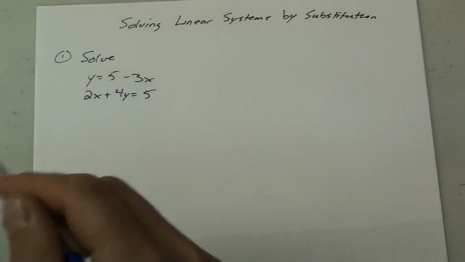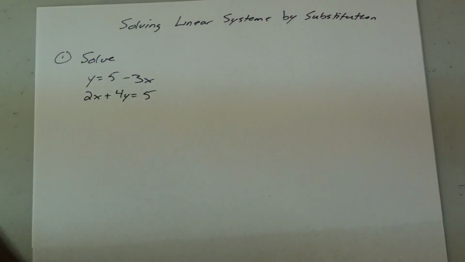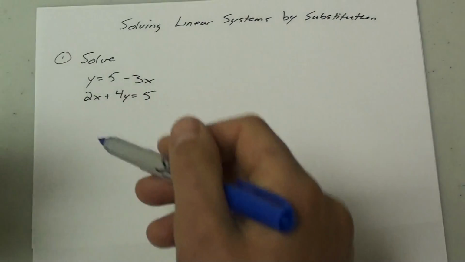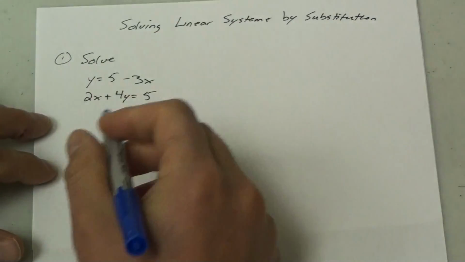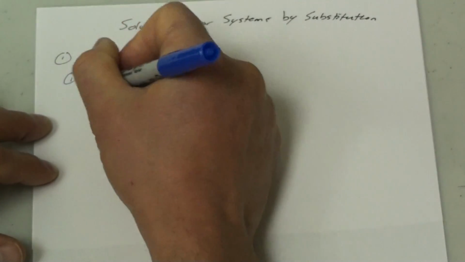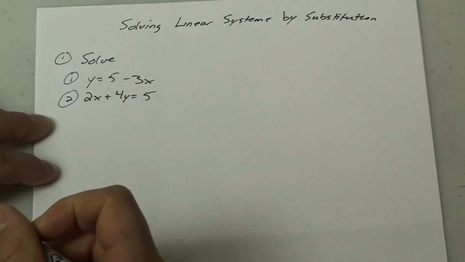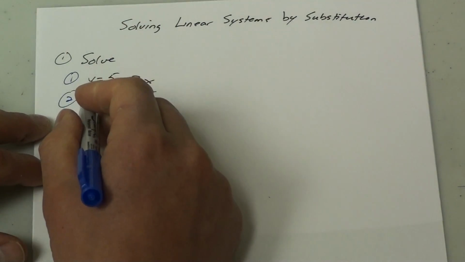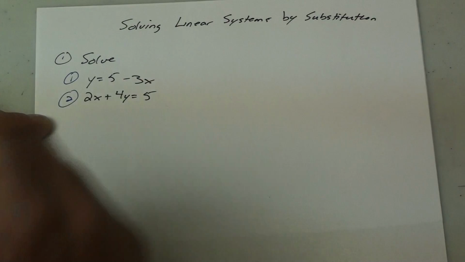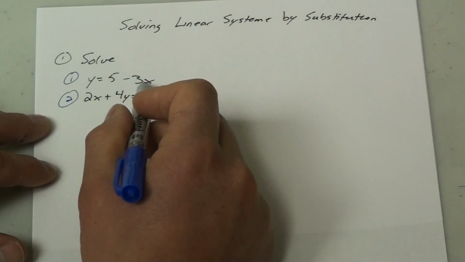Here we're going to do a short lesson on solving linear systems by substitution. So if I have two linear equations, a good idea to start off with is to number them. Equation 1, equation 2. Now I see I have a y by itself in the first equation. So y equals 5 minus 3x.